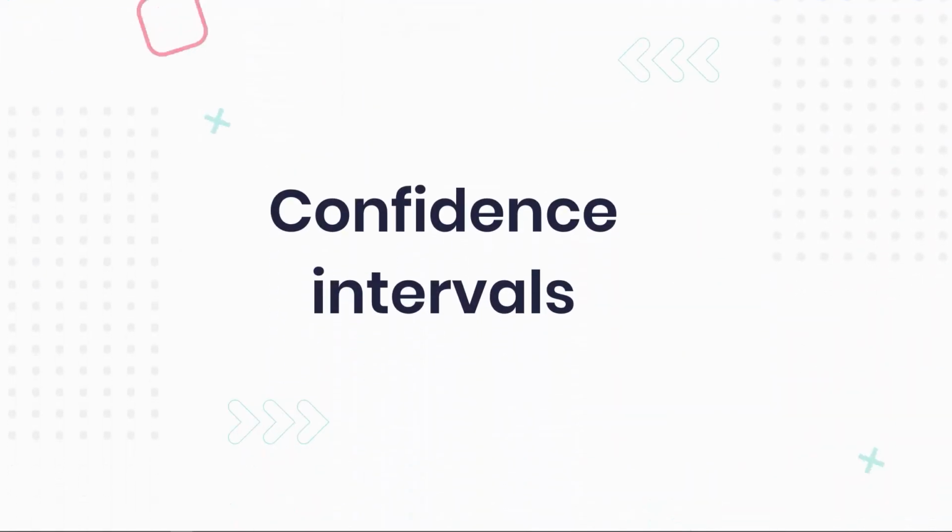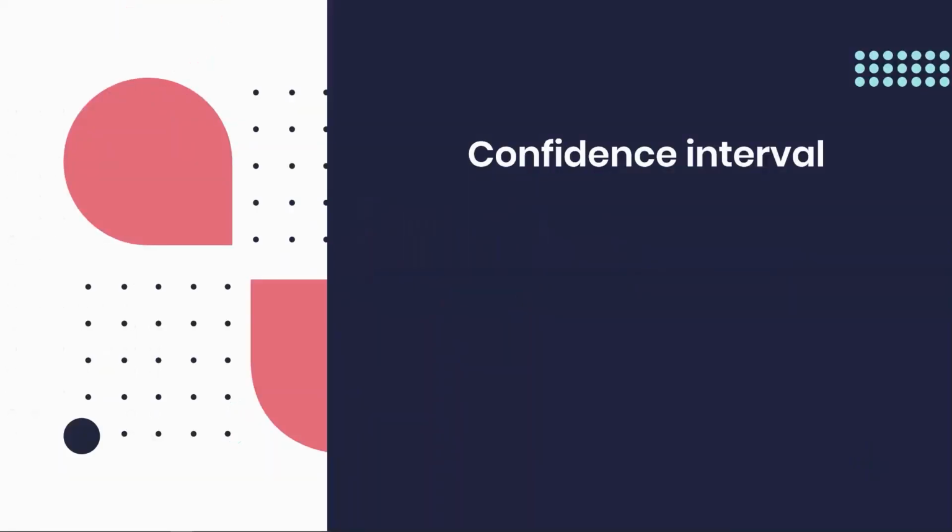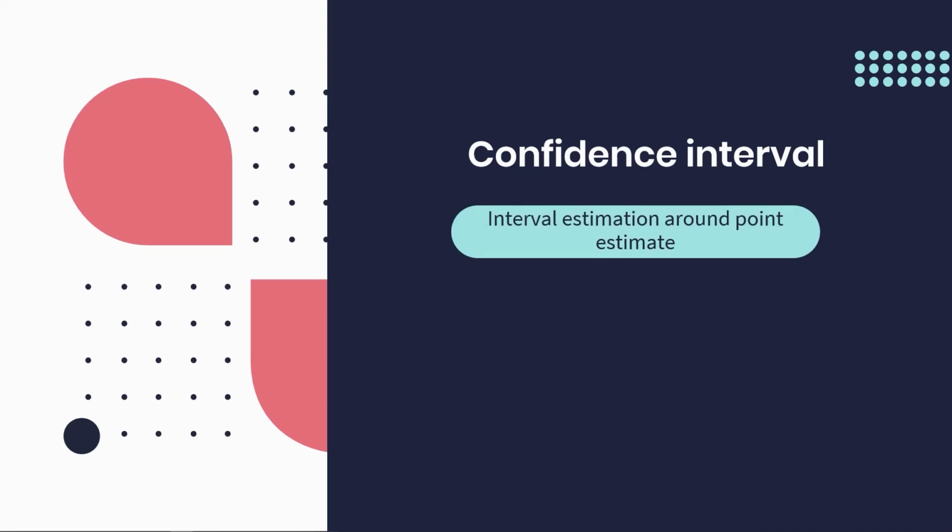Next up, we will introduce confidence intervals. Many of you will be familiar with this concept, but did you know that most often in society, it's a concept misused? A confidence interval is an interval estimation around a point estimate, like the mean. The most common confidence intervals are 95% and 99%. For instance, we are 95% certain that the mean will lie between these determined values.